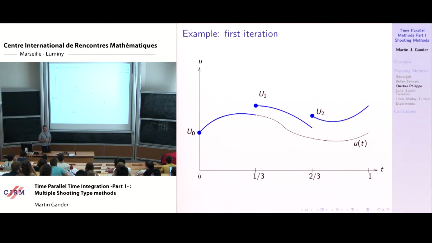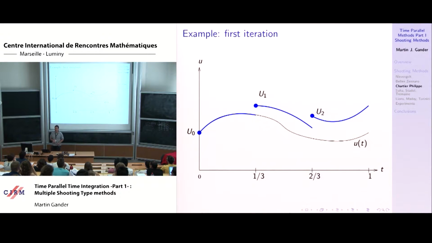So how would that work? Here's a cartoon. We've seen that the initial condition is always the same. It's the correct one. So no matter what I do as the first iteration, this is going to be the exact solution. This will start somewhere at an initial guess. This will start somewhere at some other initial guess. But the first interval is going to be exact.